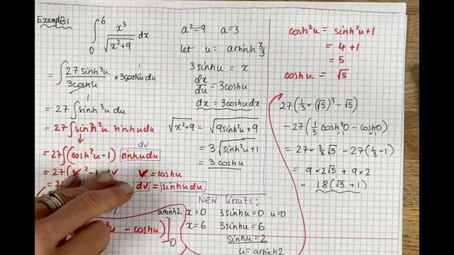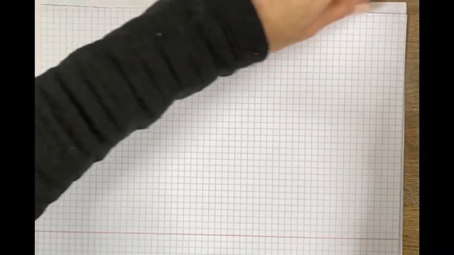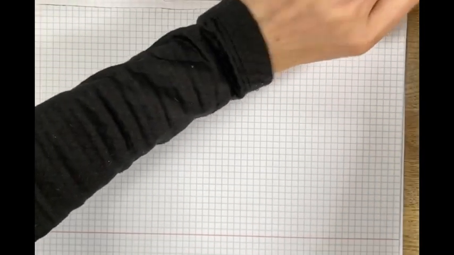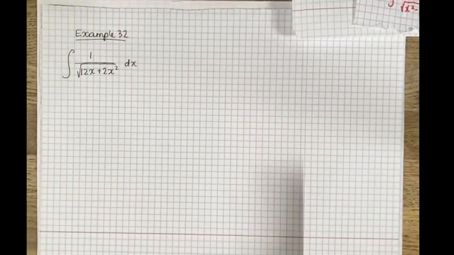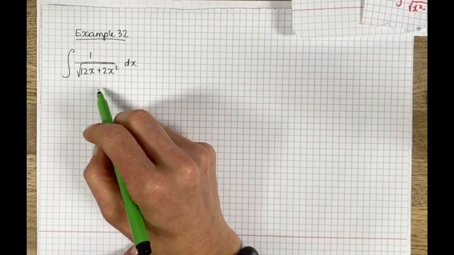Okay, let's move on to example 31, which I thought I had prepared here. No, 32, which I don't. Okay, let's just jot it down. Right, so example 32, we've just been asked to find this integral.